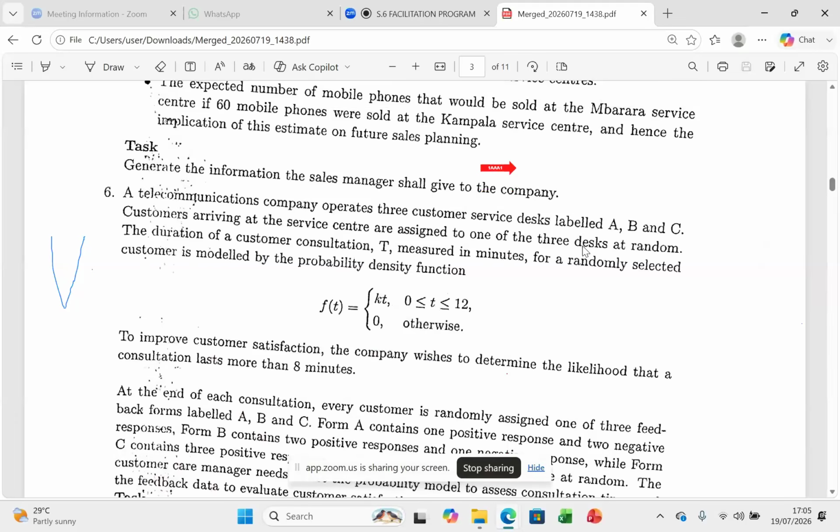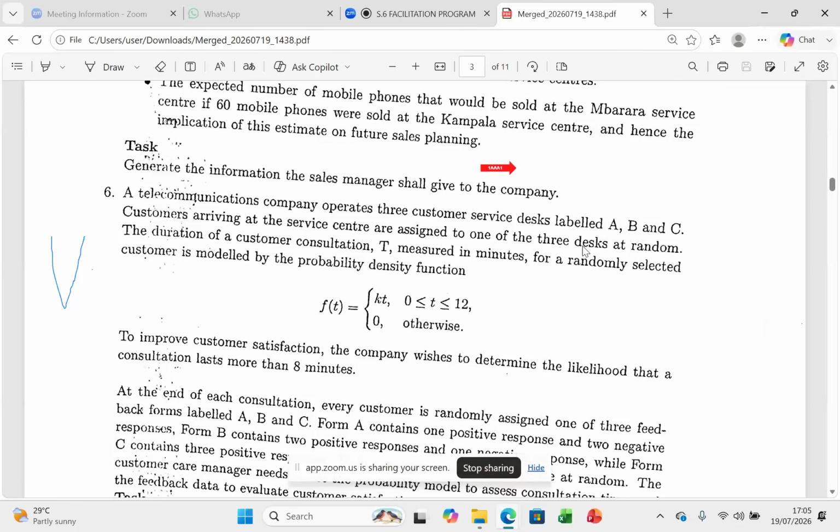So for the question, for the first part, a telecommunication company operates 3 customer service tables labeled A, B, and C. Customers arriving at the service center are assigned to one of the 3 tables at random. So that means, for example, as you go to a bank, there are different desks. So they have 3 desks, and it is up to you to go to any desk that you want.